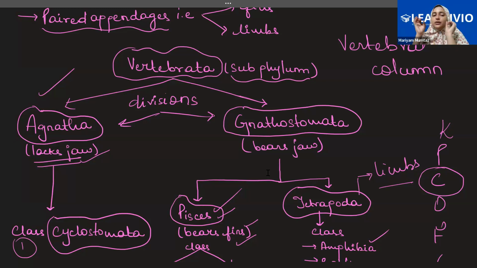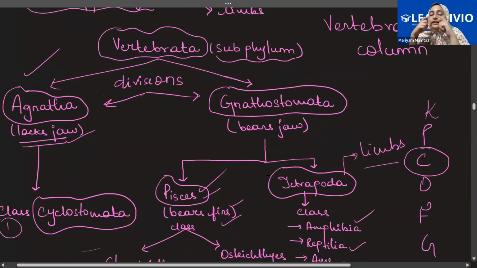Gnathostomata has the jaw. See the word gnatho, that means mouth. Okay, so agnatha means no mouth. Gnathostomata means they have mouth present. Clear? And when I say mouth, I mean jaw. Clear?